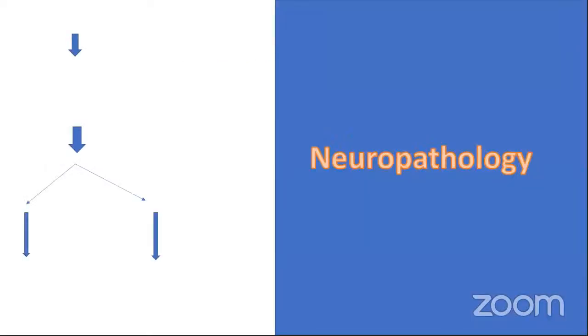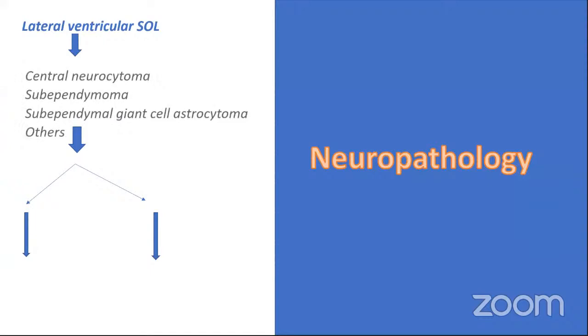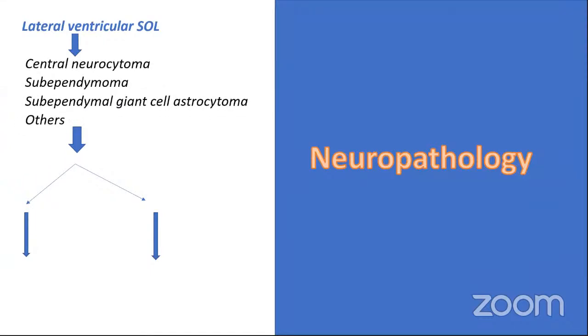Let us take an example of a lateral ventricular space occupying lesion. Along with all the kinds of tumors in the CNS, you would most likely want to think of three tumors which are especially common at this site. They include central neurocytomas, subependymomas, and subependymal giant cell astrocytomas.